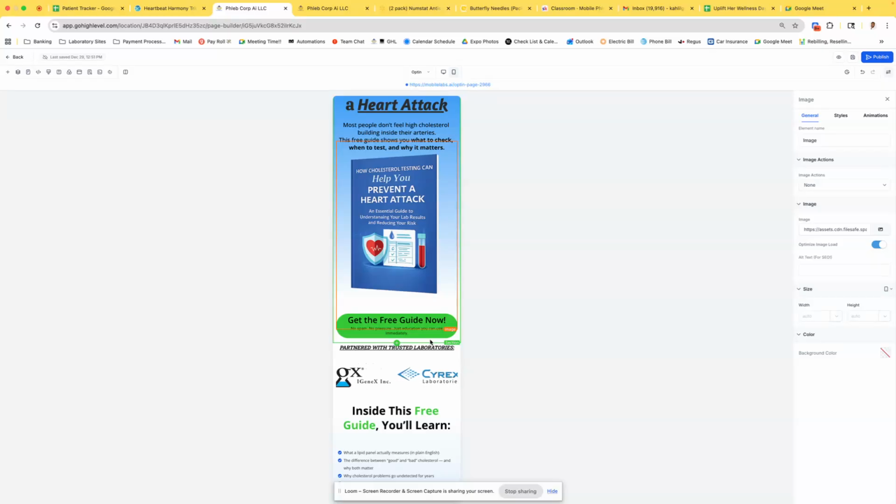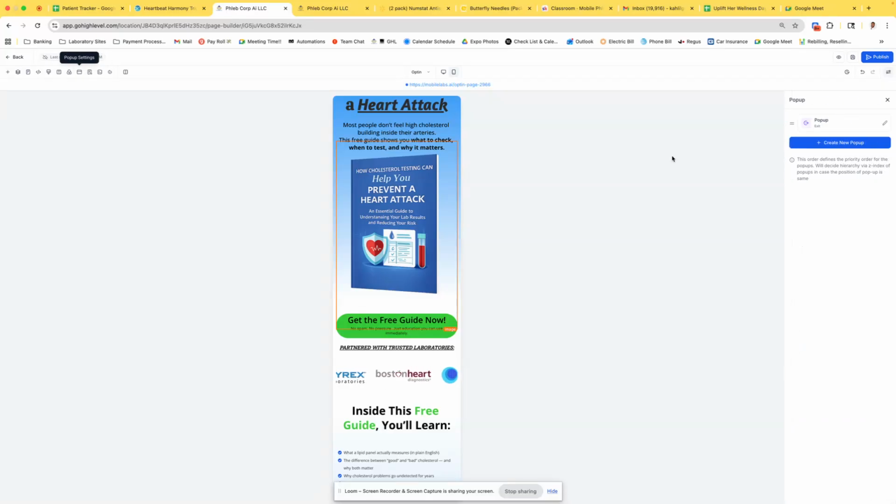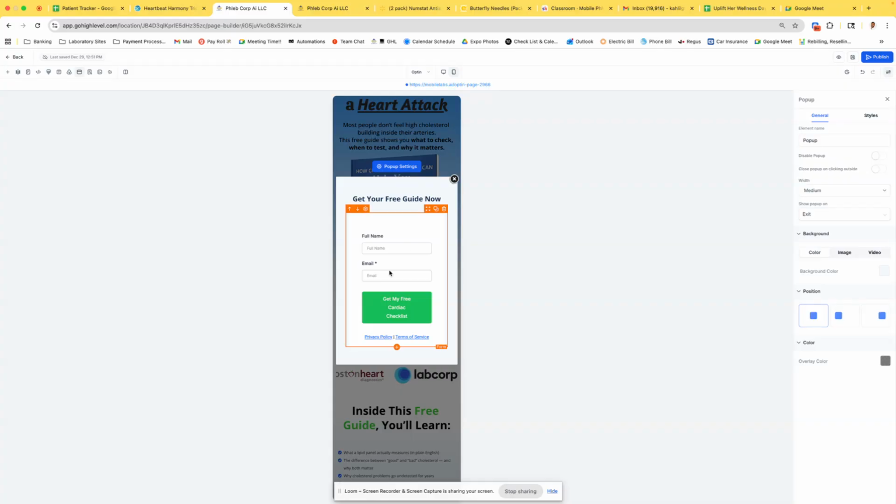So once a person clicks right here, they're then going to be given that free guide, okay? So what happens is once a person clicks here, I'm going to show you. So right here, when you go to pop-up settings, you're going to see this pop-up, okay? So now we're going to be able to get the person's or the patient's first name, their email address, and if we wanted their telephone number, we can get all of that so that we're able to create some leads, okay?